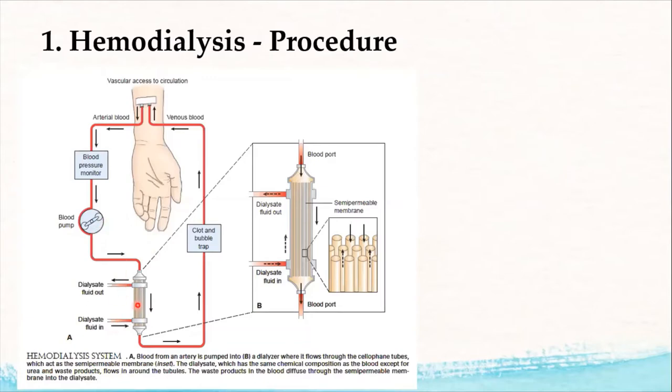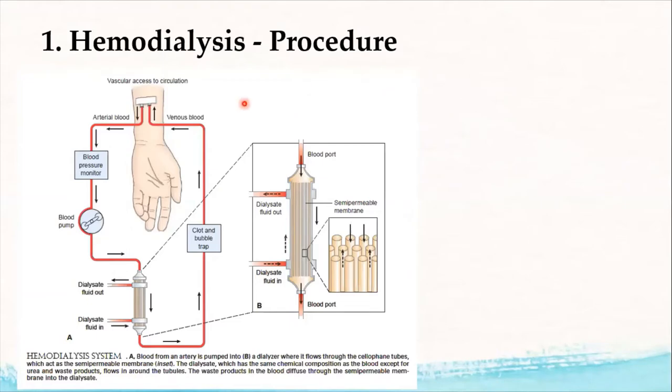And after the cleaning of blood, the cleansed blood then returns to the body through a second catheter into a vein. Blood is taken out from an artery. Arterial blood is actually taken out from the artery, and it is returned back. The clean blood is returned back to the veins of the body.